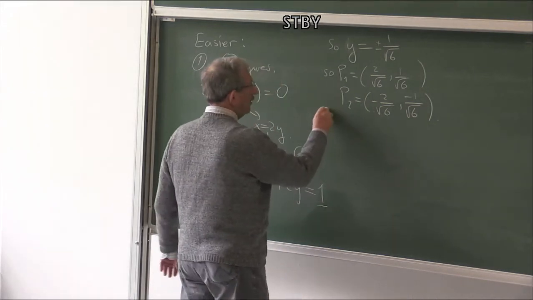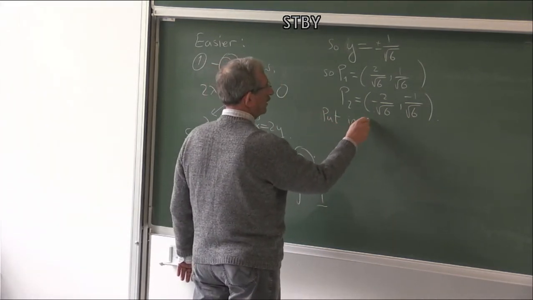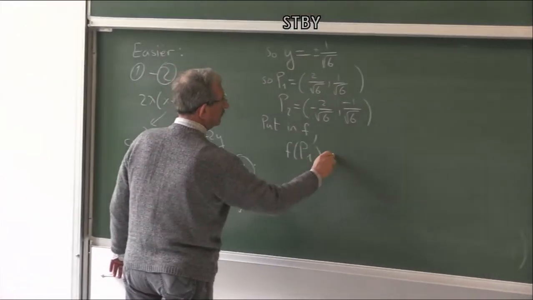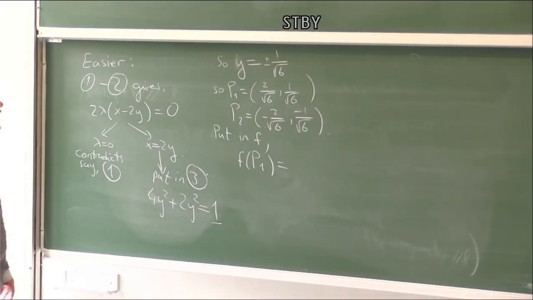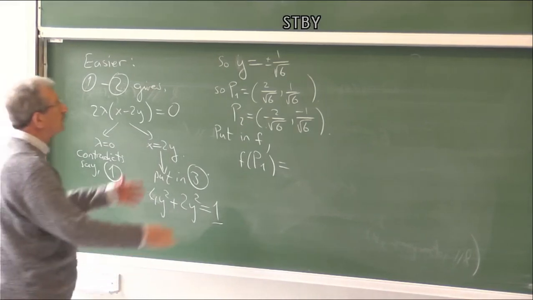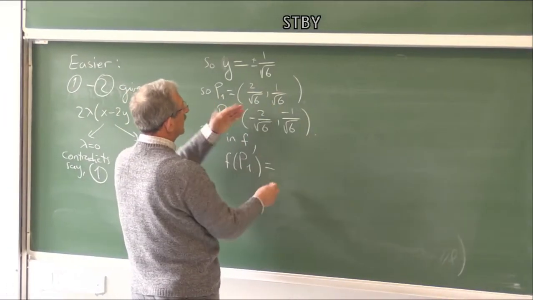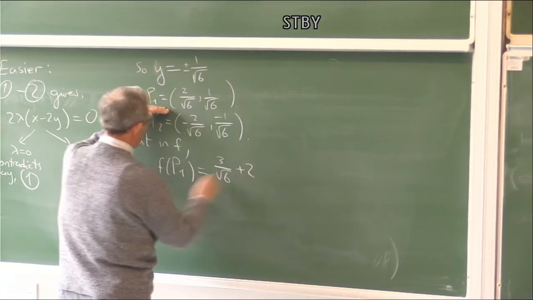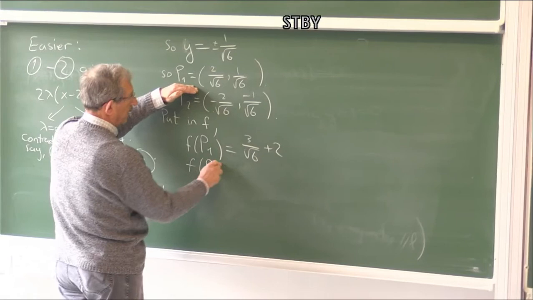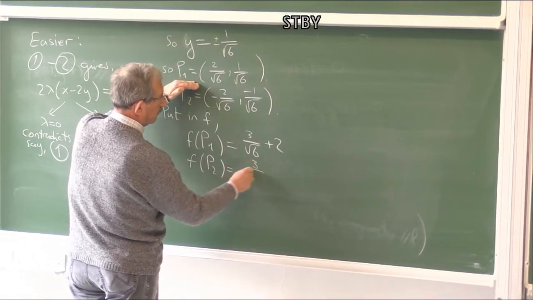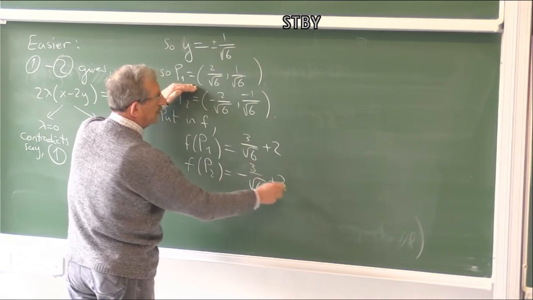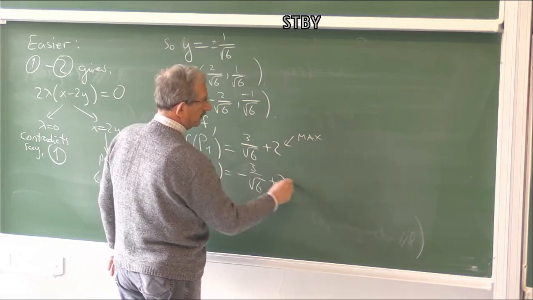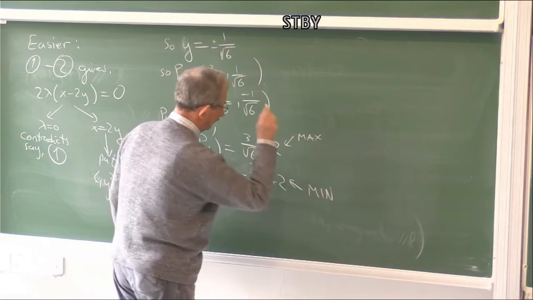Now we put them in F. F of P1: our F was x plus y plus 2, so you just add them. For P1, it's 3 over root 6 plus 2. For P2, it is minus 3 over root 6 plus 2. Of course, this is the maximum, and this is the minimum.